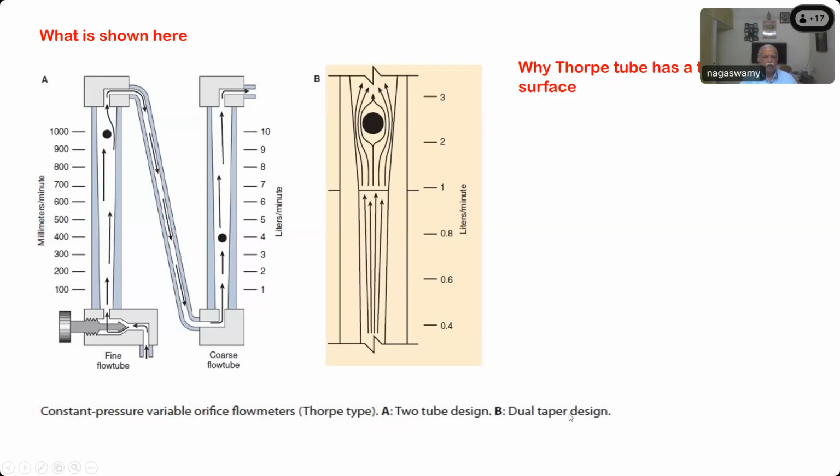That is called the dual taper design. So up to 1 liter, the tapering is different. Beyond 1 liter, the tapering becomes different.